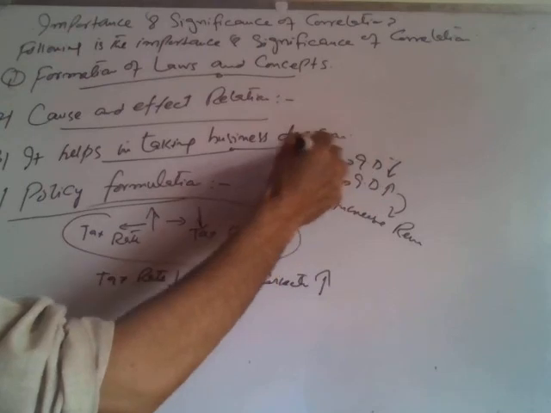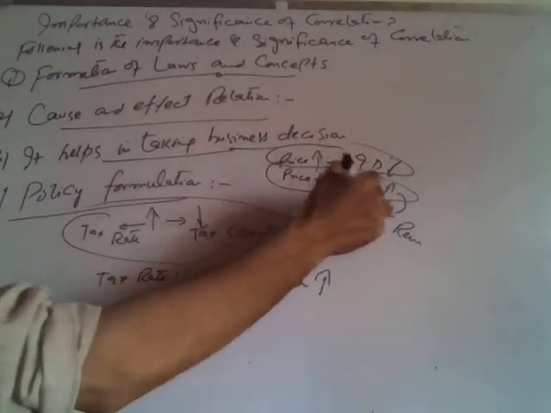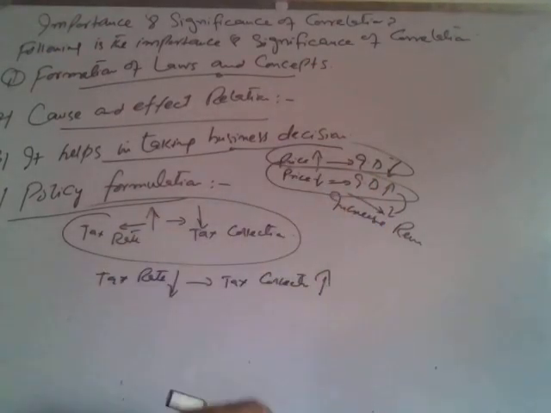So it is a relationship between price and demand, and price change and revenue. Accordingly, business decisions are taken.